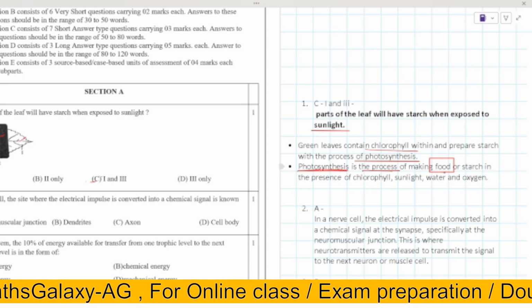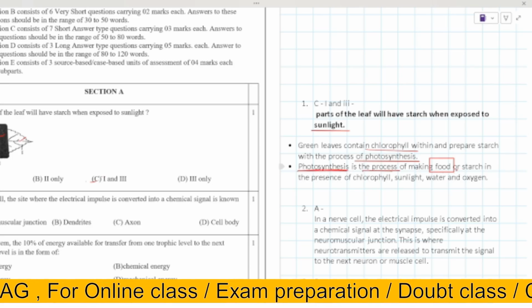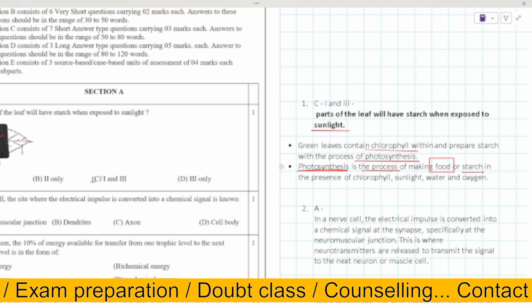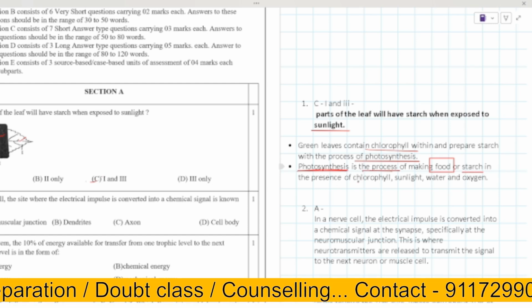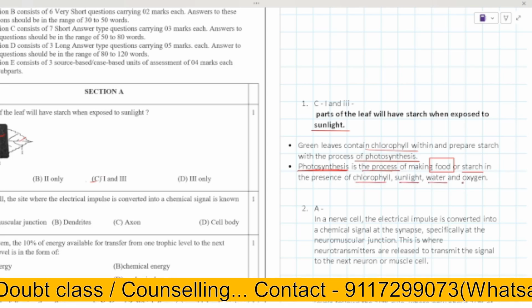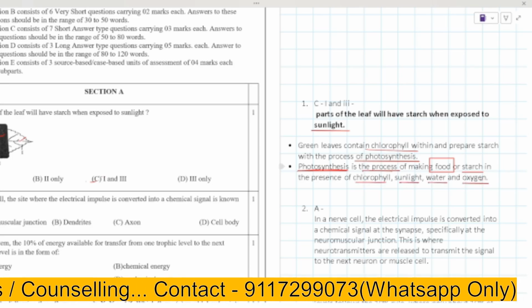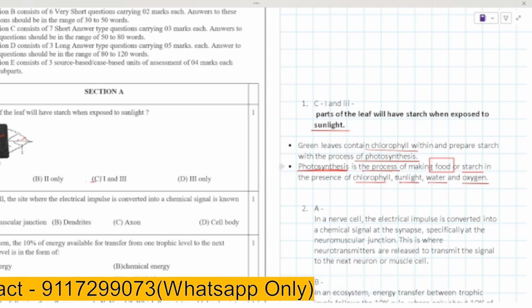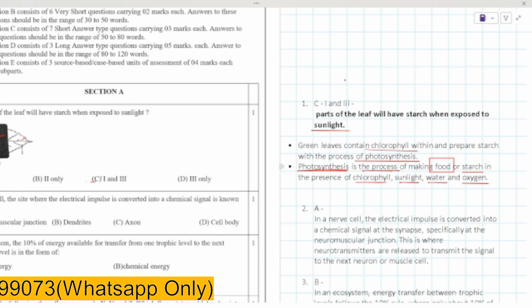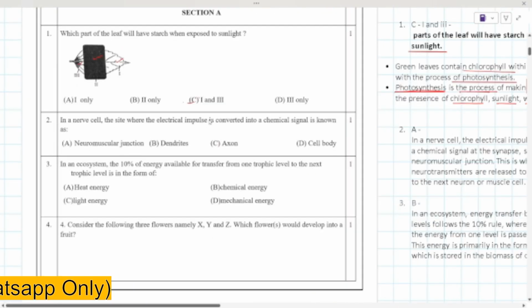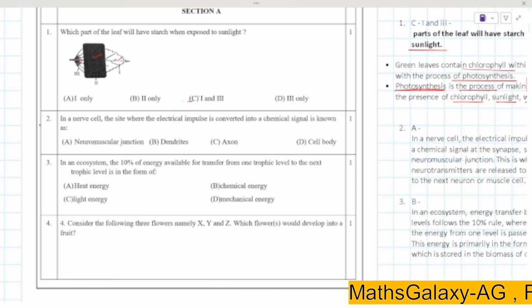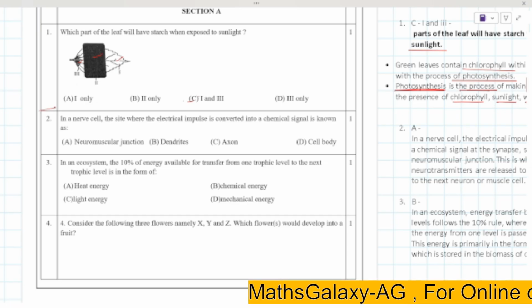And in photosynthesis, we can say the food is starch, in the presence of chlorophyll, sunlight, water, and carbon dioxide. Is it clear? These are the basic things the plant needs to make its food. Any doubt? Okay. Now let's see here. I think we have already discussed this in the demo class, right?